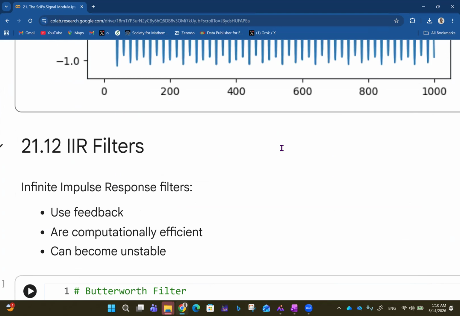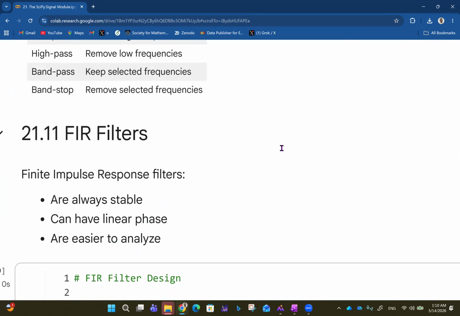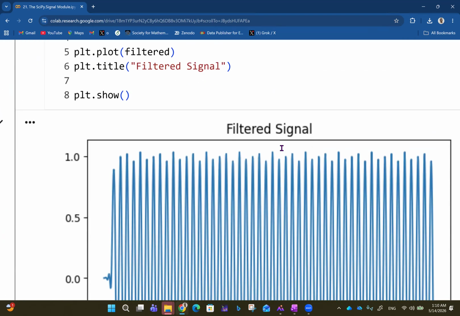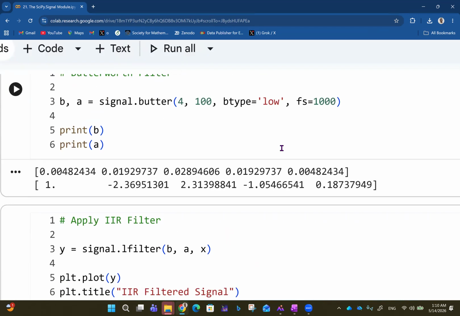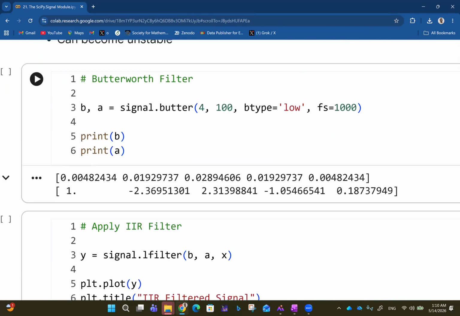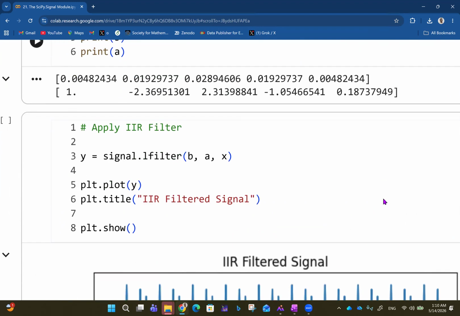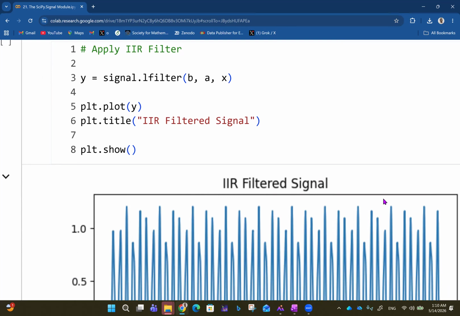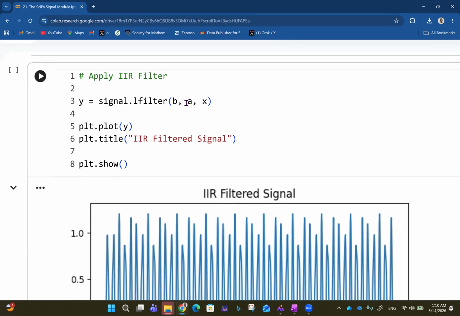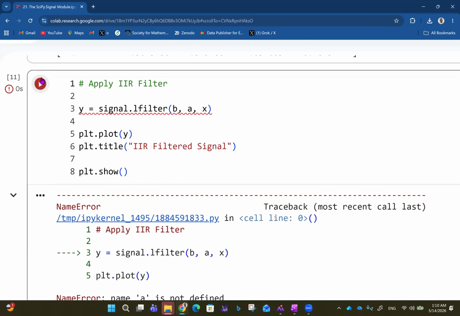So this btype here, I suspect that it is the low pass filter, removing high frequencies. So then you print B and you print A. So B, you have all these values now, and you print A, which gives all these other values you have right here. So if you apply the IIR filter now, so that's signal.lfilter B, comma A, X, and you plot that, and you have the IIR filtered signal.